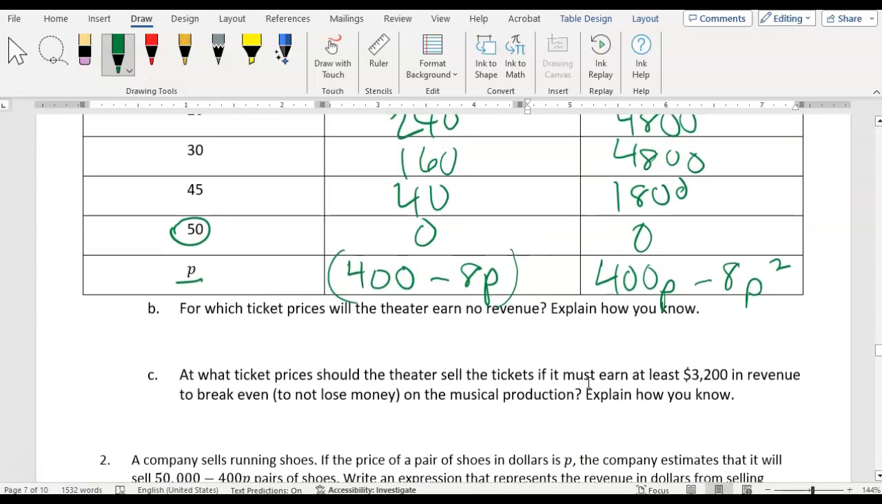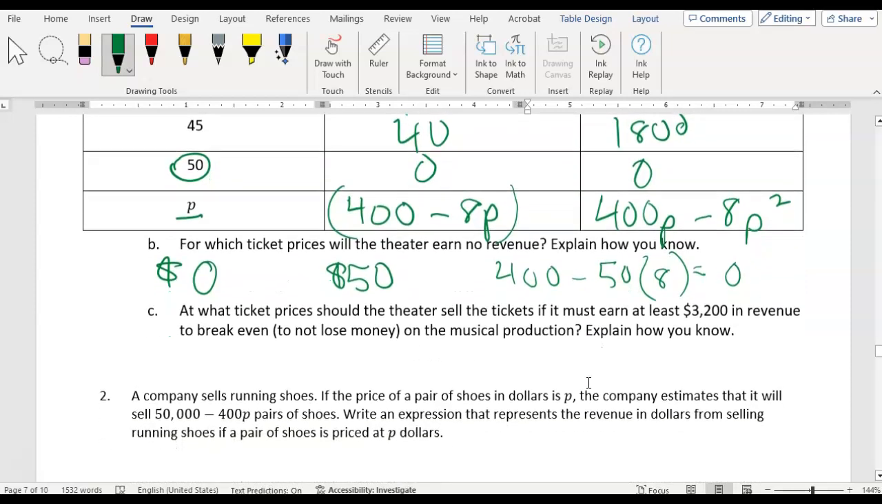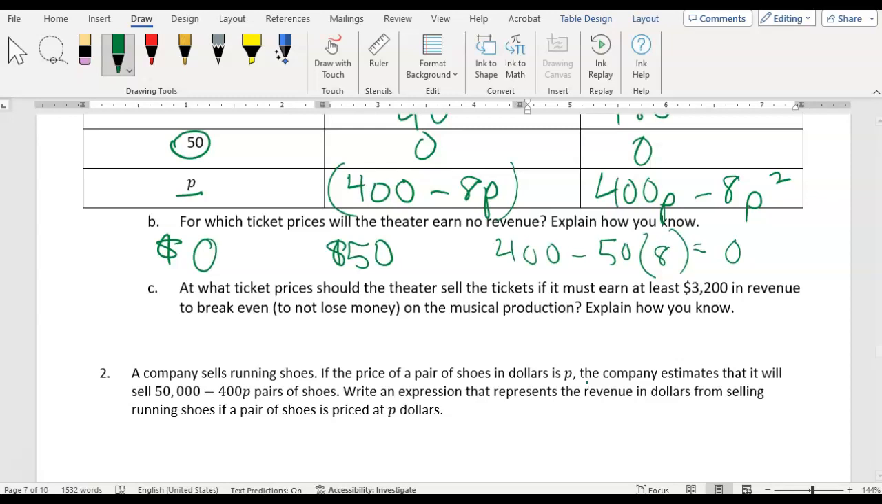It says, for which ticket prices will the theater earn no revenue? So $0, right? If they sell them for $0, we will earn no revenue. And at $50, we also earn no revenue because when we plug in $50, we would get 400 minus 50 times 8, which is 400. That equals 0. So you can show me mathematically, and then similarly, if we charge $0, $0 times (400 minus 8p), anything times 0 will be 0.